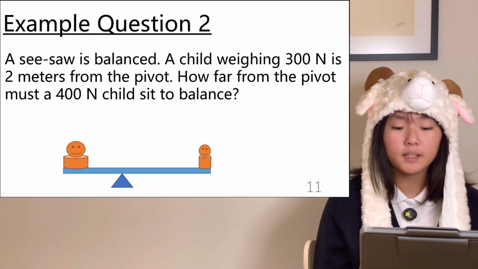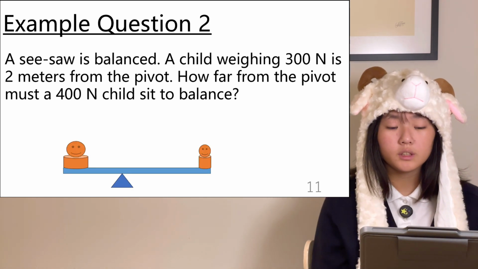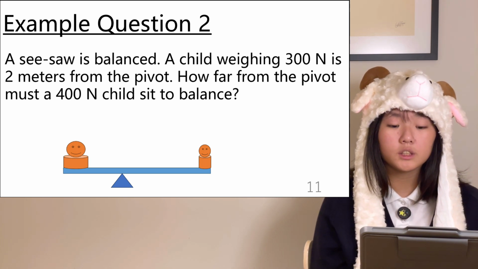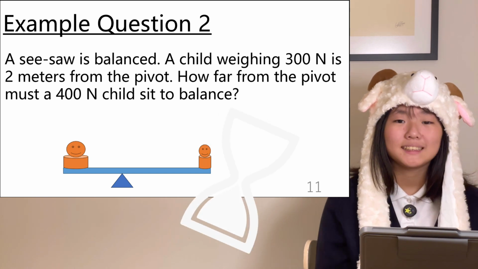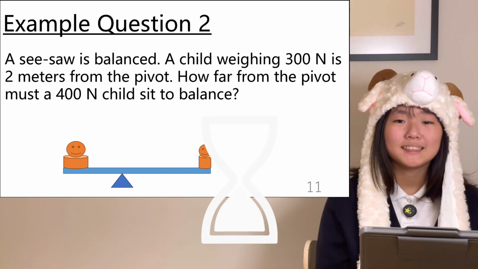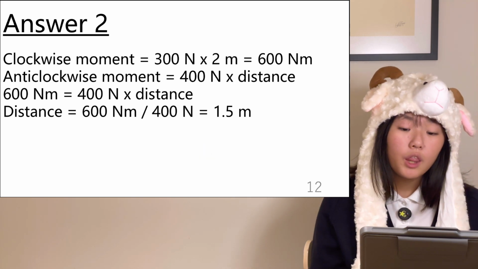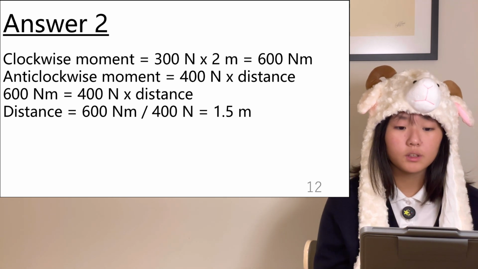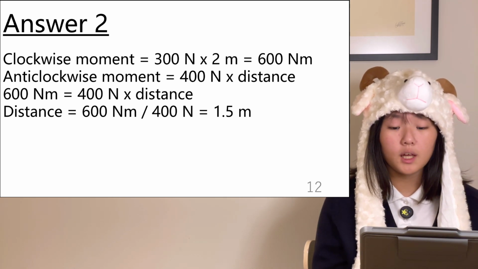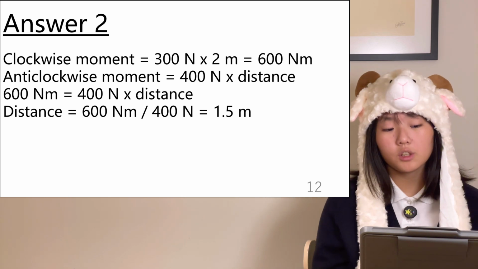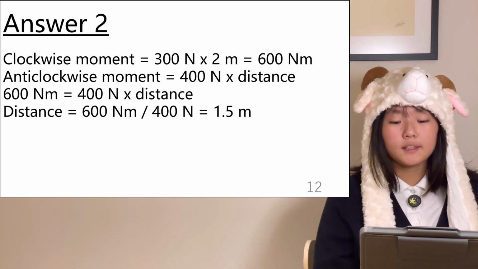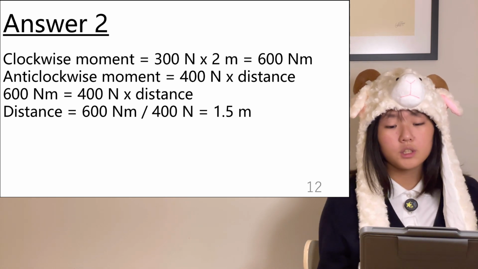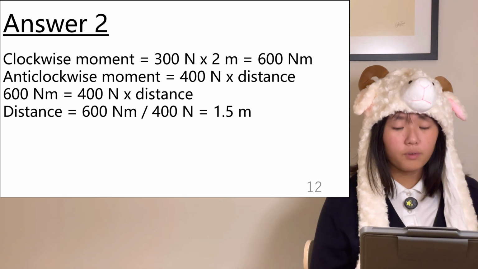Number 2. A seesaw is balanced. A child weighing 300 newtons is 2 meters from the pivot. How far from the pivot must a 400 newtons child sit to balance it? The clockwise moment would be 300 newtons times 2 meters, which would be 600 newton meters. The anti-clockwise moment would be 400 N times the distance. So 600 newton meters must equal 400 N times the distance. So the distance is 600 newton meters over 400 newtons, which would be 1.5 meters.